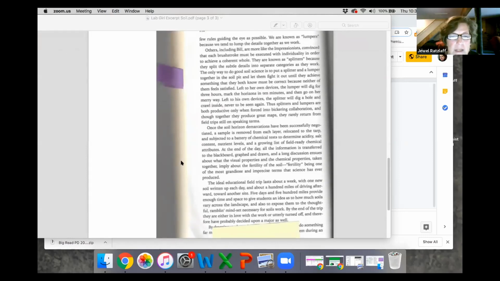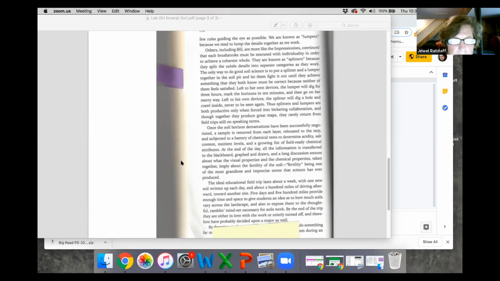Once the soil horizon demarcations have been successfully negotiated, a sample is removed from each layer, relocated to the tarp, and subjected to a battery of chemical tests to determine acidity, salt content, nutrient levels, and a growing list of field-ready chemical attributes. At the end of the day, all the information is transferred to the blackboard, graphed, and drawn. And a long discussion ensues about what visual properties and chemical properties taken together imply about the fertility of the soil. Fertility being one of the most grandiose and imprecise terms that science has ever produced.